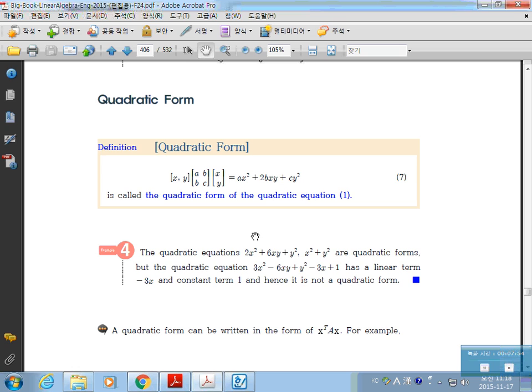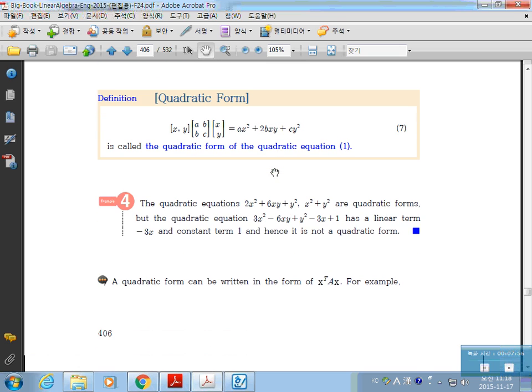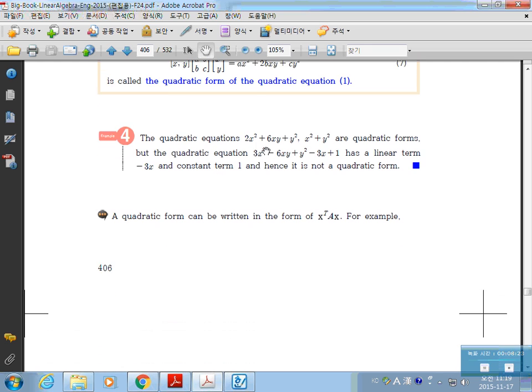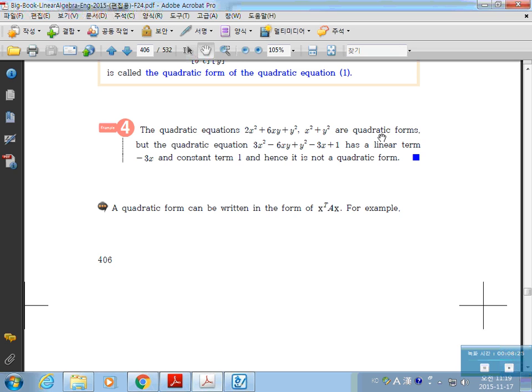Now we study the same thing in matrix form, the quadratic form. The vector times matrix times the vector can be written like this. This is called the quadratic form of the quadratic equation 1 with two variables. So this quadratic form can be written in matrix form. Quadratic means the second degree. So the quadratic equation, this and this are quadratic forms.